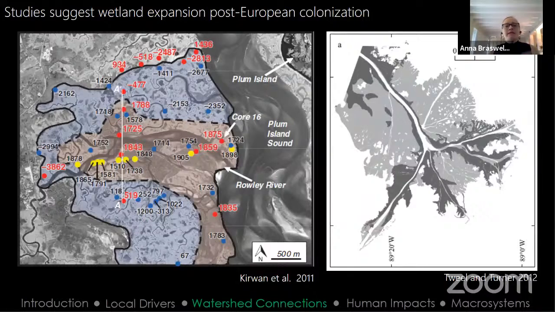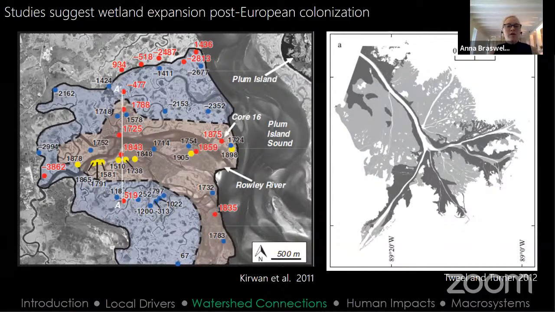So Europeans come in, they settle areas, they deforest and put agriculture on areas, and that would have caused erosion from these areas that were once forest. And Kerwin et al. found up to a 50% increase in marsh formation when he looked across this area of Plum Island, leading to some hypotheses that we would have seen marshes being formed by this land use change, basically sediment pulses coming down our rivers. And Tweel and Turner found the same thing, with the light gray area being expansion of the Birdfoot Delta after ag comes into the Mississippi River Delta.